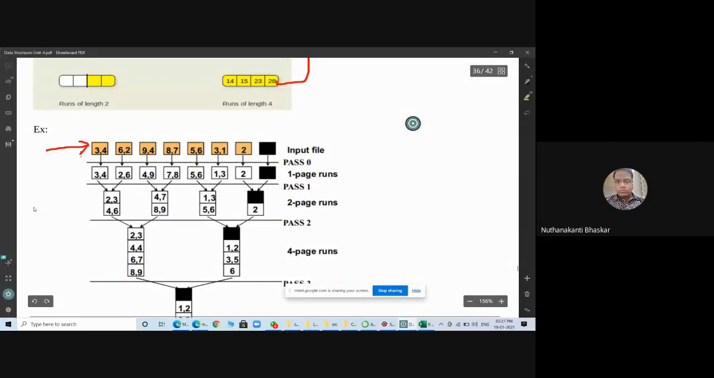From this, what happened? Initially, 3, 4, okay, sorted. 6, 2 sorted to 2, 6. 9, 4 sorted to 4, 9. 8, 7 sorted to 7, 8. 5, 6 sorted to 5, 6 only.